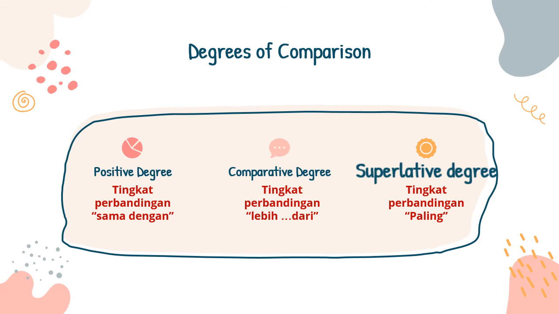There are three degrees of comparison. The first is positive degree, the second comparative degree, and the third one is superlative degree. Positive degree means that the things that we compare have the same characteristics, for example, same size, same color. In comparative degree, it means when we compare things with another, it can be more than or maybe less than. And in superlative degree, it means the thing that you compare is the most one.